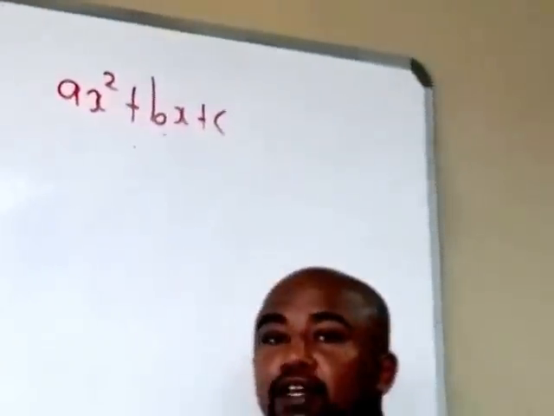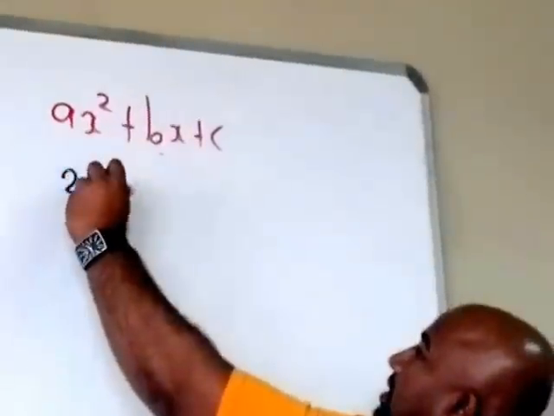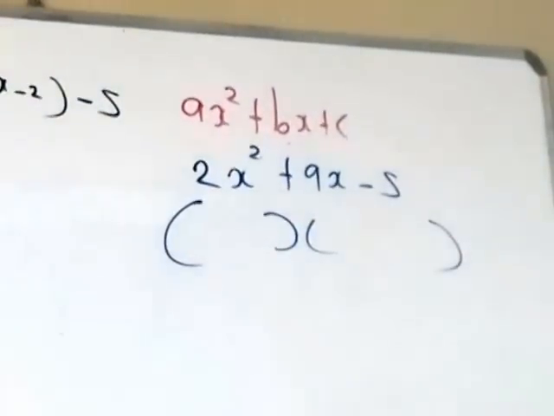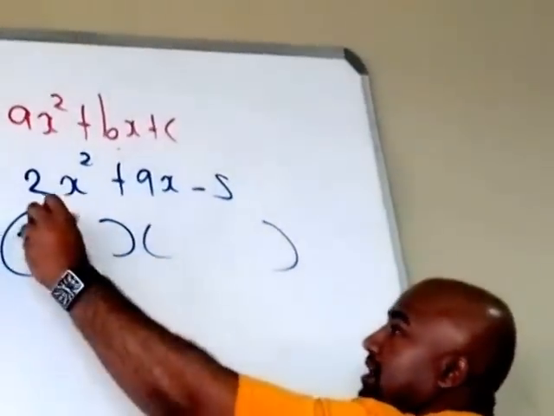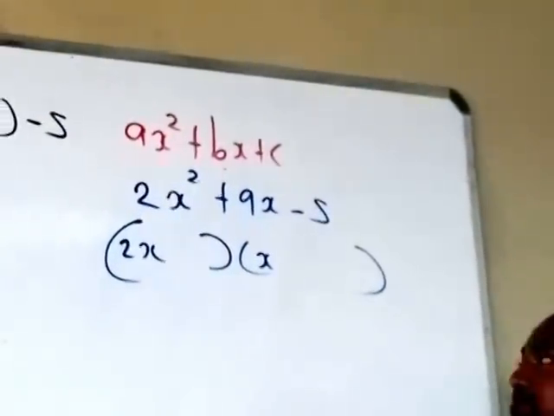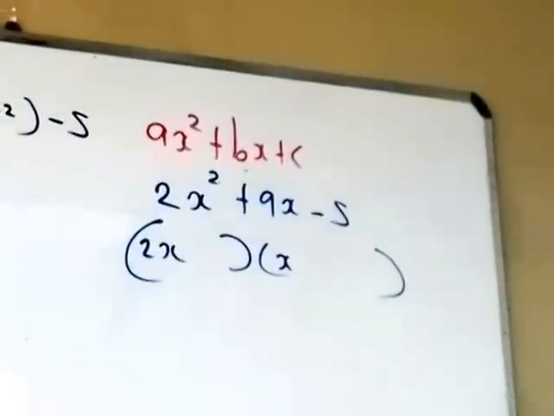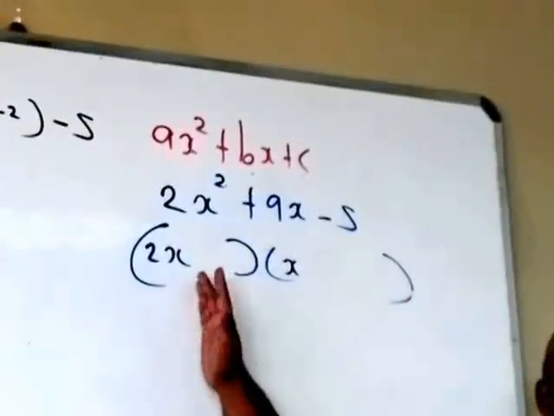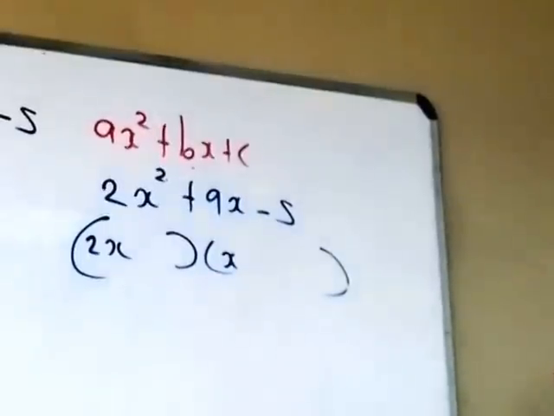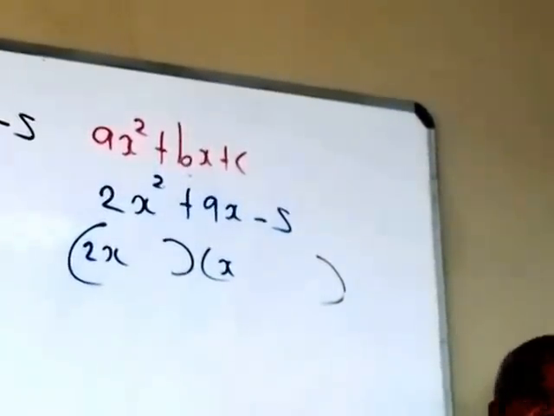So, if it was 2x squared plus 9x minus 5, how would you factorize this? 2x squared plus 9x minus 5, that's your trinomial. Open up your brackets. 2x squared can only be 2x times x. Then you look at the 5. 5 is only 5 times 1, but where do you put the 5? Where do you put the 1? Is it a minus 5? Is it a plus 5? What's it going to be? Minus 5.